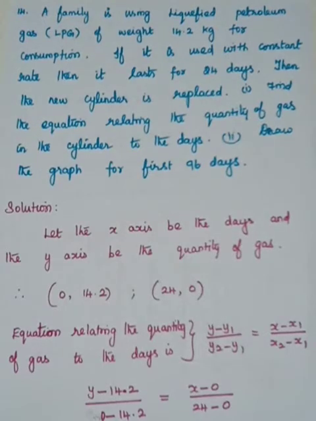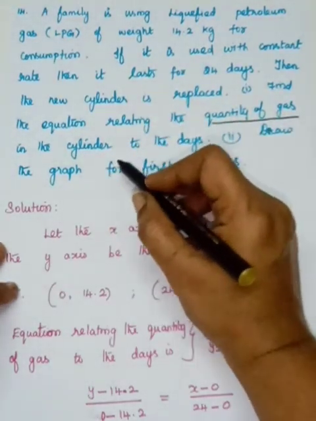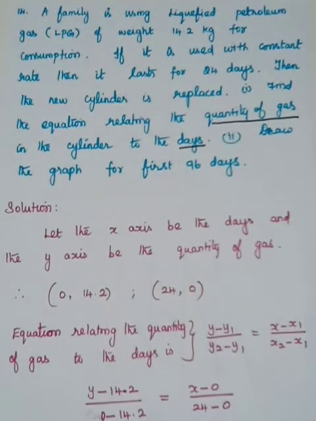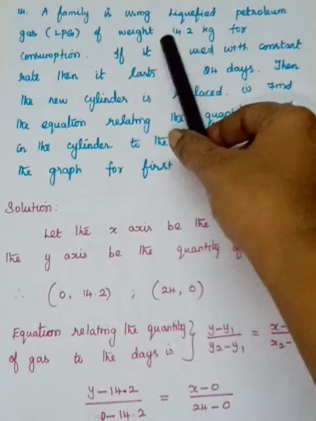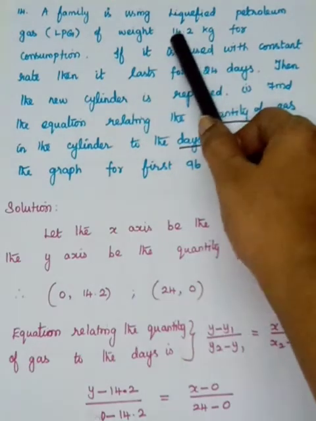Find the equation relating the quantity of gas. So we have to write the relation of the quantity of gas in the cylinder to the days. So what are the two terms we have to consider? Quantity of gas and the days. So using this we have to find the relation. So when the days move on, the quantity of gas will be reduced. Okay, so see that in the first day, that is, it is not the first day, that is the 0th day. When the cylinder is fixed, the quantity of gas is 14.2 kg.